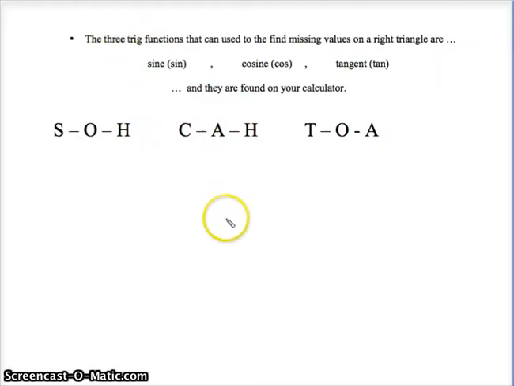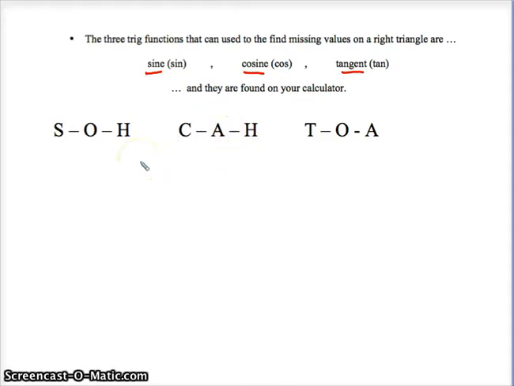Let's talk about our 3 trig functions. Our trig functions are sine, cosine, and tangent. They're abbreviated SIN for sine, COS for cosine, and TAN for tangent. Just know that those are always pronounced sine, cosine, and tangent. They can be found on your calculator, and they're typically right above the number keypad, going from left to right: sine, cosine, and tangent.